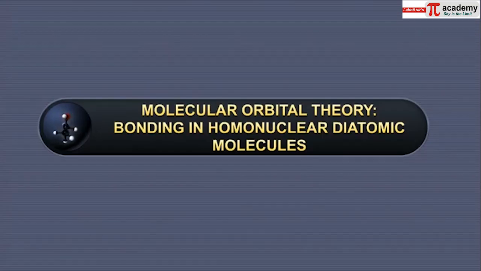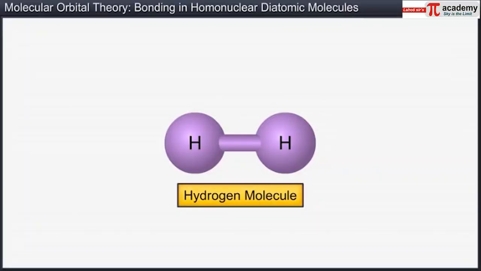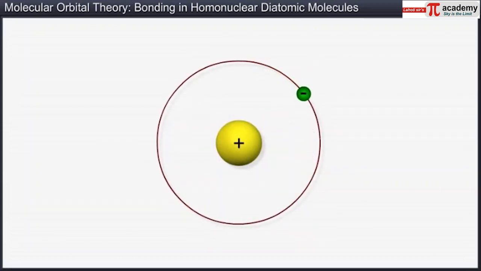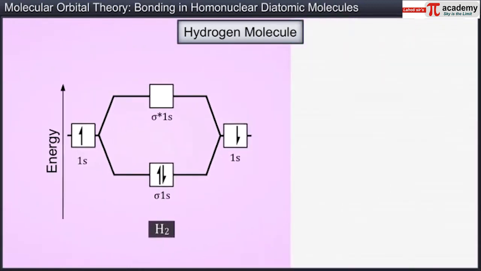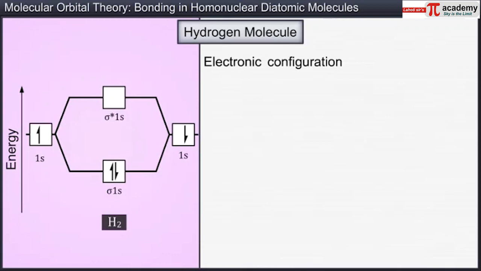In this module, you will learn about bonding in some homonuclear diatomic molecules. Let us start with the hydrogen molecule, which is formed by the combination of two hydrogen atoms. You know that a hydrogen atom has just one electron, and it is placed in the 1s orbital. So, a hydrogen molecule will have two electrons that are present in the sigma 1s molecular orbital. The electronic configuration of a hydrogen molecule is sigma 1s2.